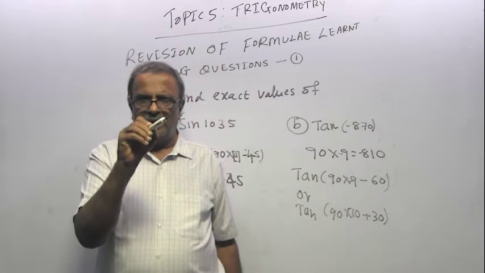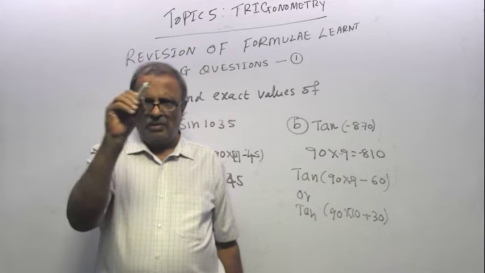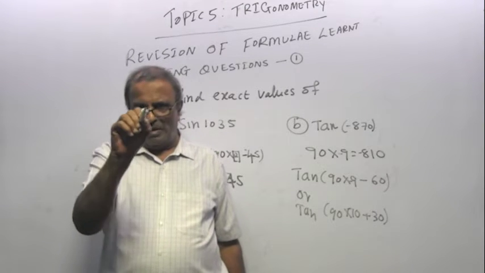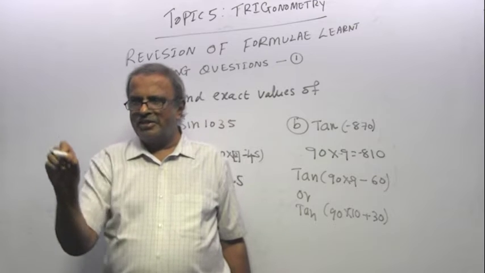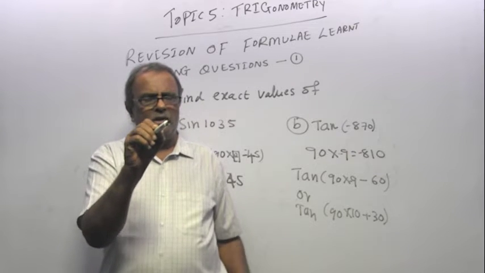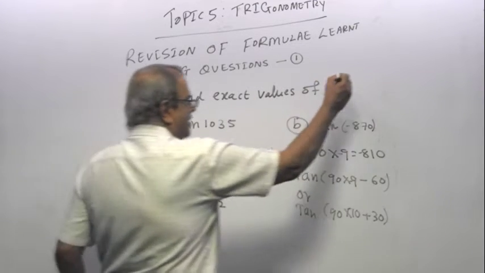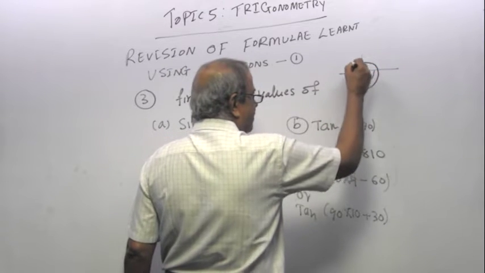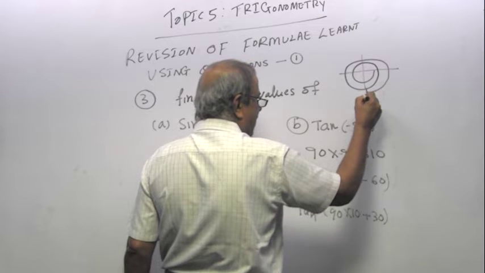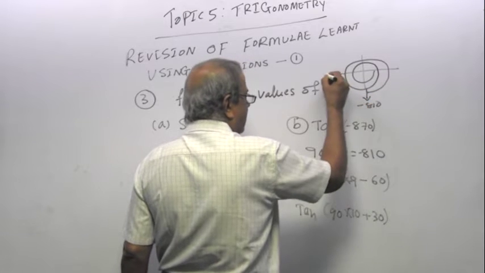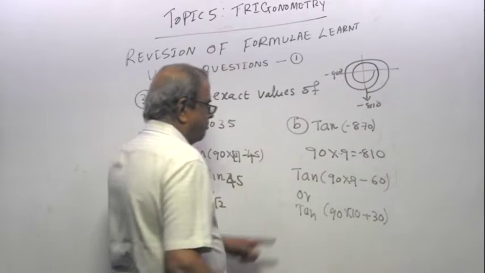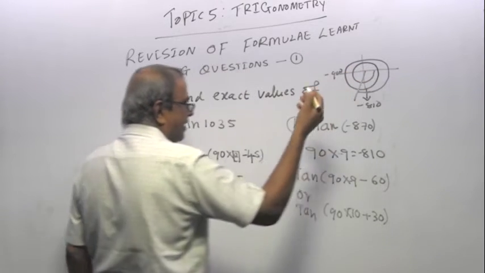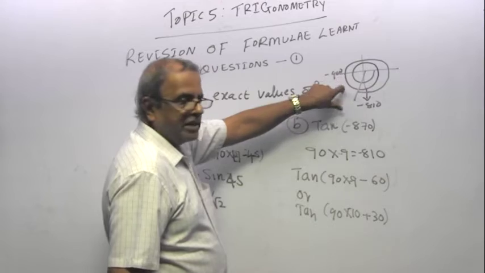Minus 360, minus 720. Oh, sorry. Let me do it here. I was trying to show without having to do it. Look, minus 360, minus 720. This is minus 810. And that is minus 900. Minus 810, minus 60 is here. Minus 900 plus 30 is there. So it is in that quadrant.